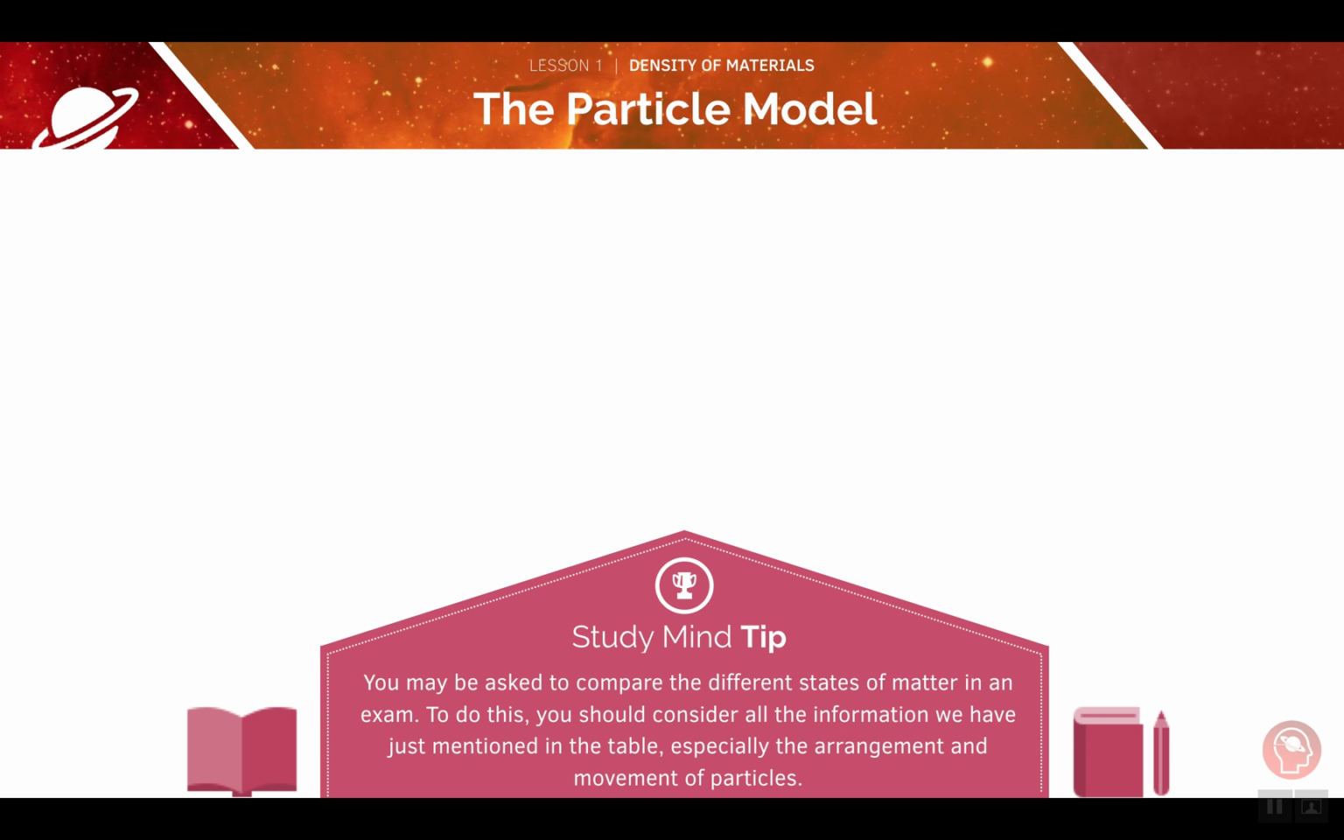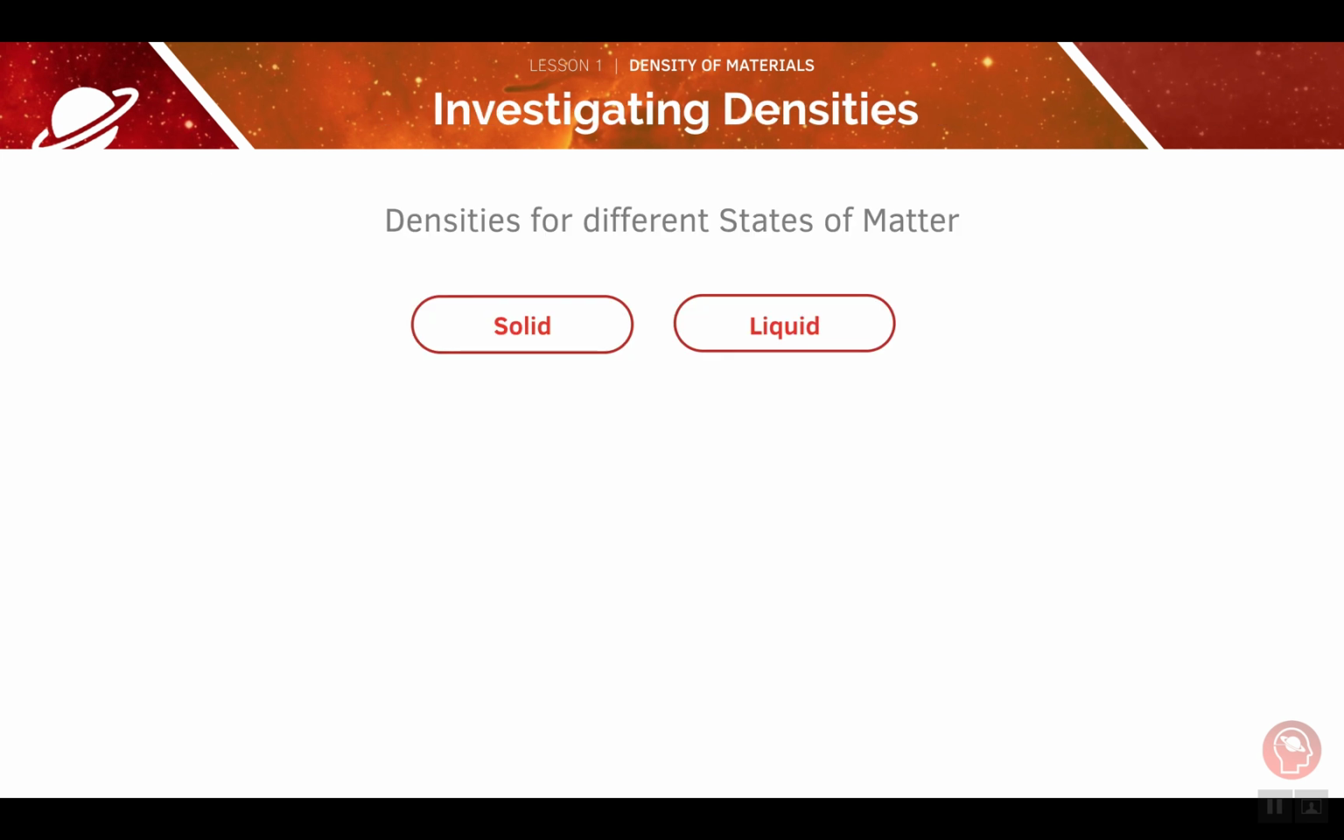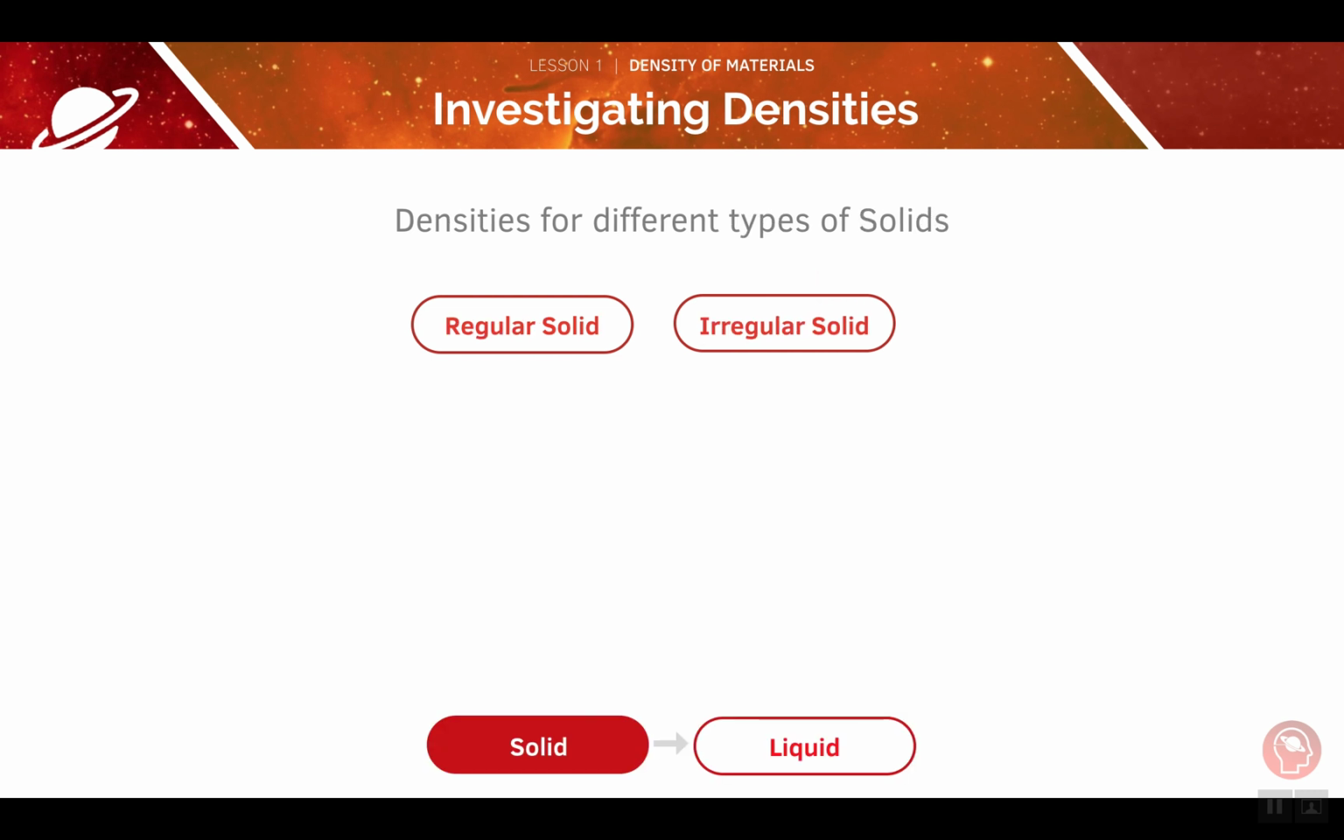Our final specification point is to cover one of the required practical activities for this section. For AQA exams, we need to be able to work out the density of solid objects and also those for liquids. We will come across 2 different kinds of solids. These are regular and irregular.